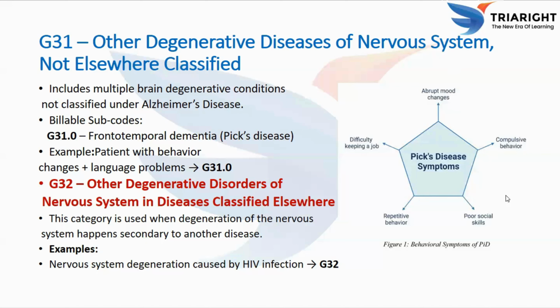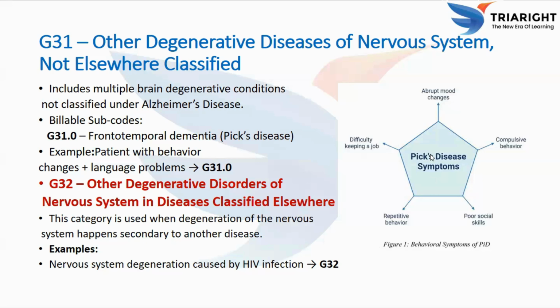So poor social skills means they do not understand the social rules. They have difficulty in understanding the social rules. So they also do inappropriate things, with a lack of empathy and emotional response. So repetitive behavior is nothing but performing the same task or activity repeatedly. For example, tapping, pacing, and also repeating words. So difficulty in keeping a job. Due to behavioral changes, poor decision making and lack of emotional control occur.